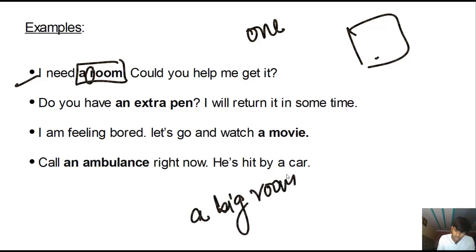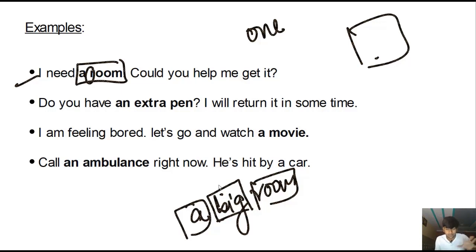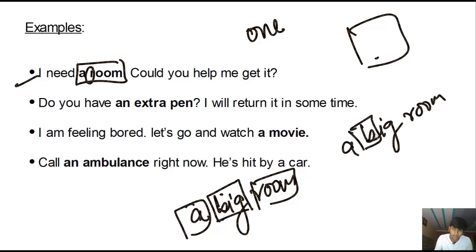Now, if you use an adjective after the article, between the article and the noun, then you'll follow the sound of the first letter of the adjective, not the noun. This is very, very important to understand. So you'll say a big room because now you're following the sound of the first letter of the adjective big. B, a big room, a huge room.